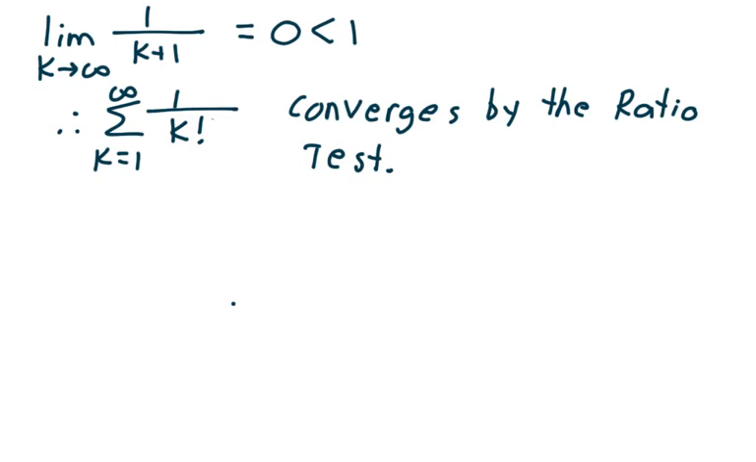And if we look at the limit as k goes to infinity of 1 over k+1, we get 0. And that's less than 1. And so what that tells me is that the series from k equals 1 to infinity of 1 over k factorial converges by the ratio test.